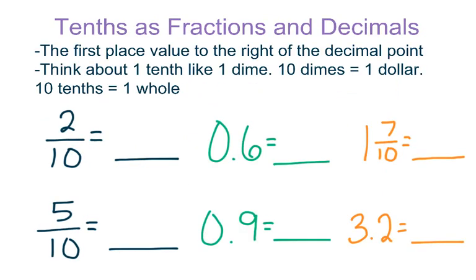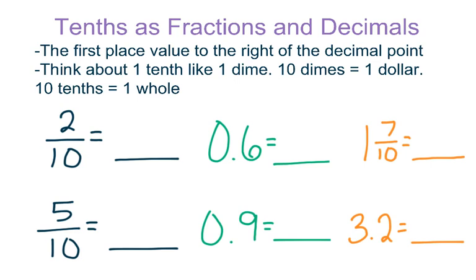So we're first going to look at tenths, and the tenths place is the first place value to the right of the decimal point. When we think about tenths, think about a dime. A dime is worth 10 cents. 10 dimes make up $1. So 1/10 of $1 is what 1 dime is equal to. 10 tenths or 10 dimes make up 1 whole dollar or 1 whole. When we're dealing with our decimals and our fractions, we want to identify how they are equivalent, how they're equal.